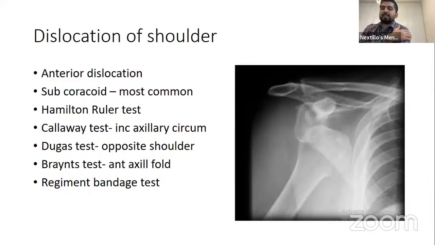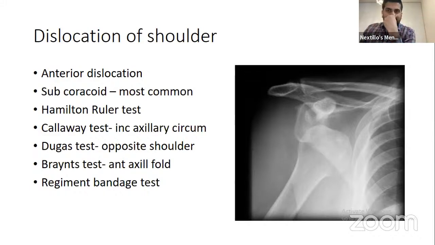Now, the Regimental badge test is when there is a patch of anesthesia or hypoesthesia over the lateral aspect of the arm. Why? Because there are injuries of the axillary nerve in these dislocations, and the axillary nerve, as you can remember, supplies a patch over the lateral aspect of the arm, and this is known as the Regimental badge test.